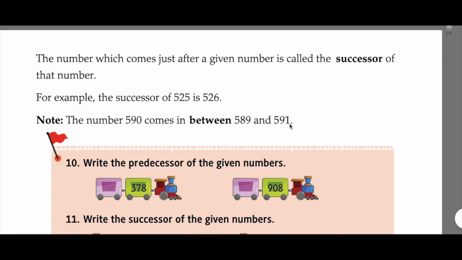Along with predecessor and successor, we have in between, that is between. We have to write the number in between the two numbers given. Suppose they have given you 103 and 105. In between these two numbers, you have to write 104.